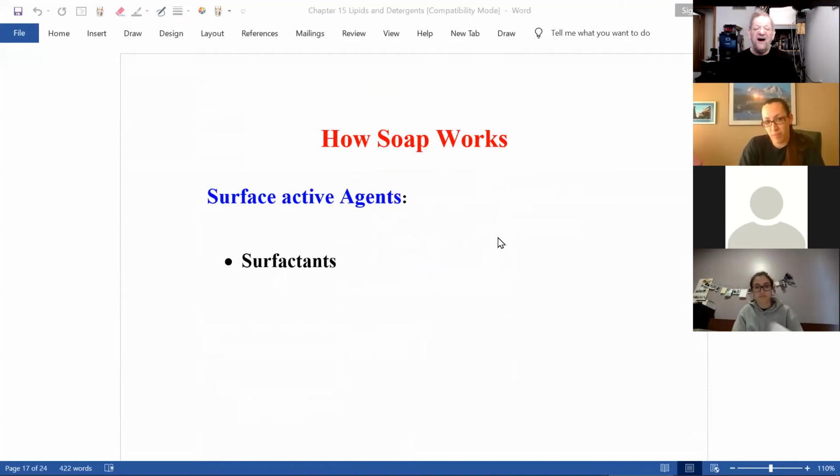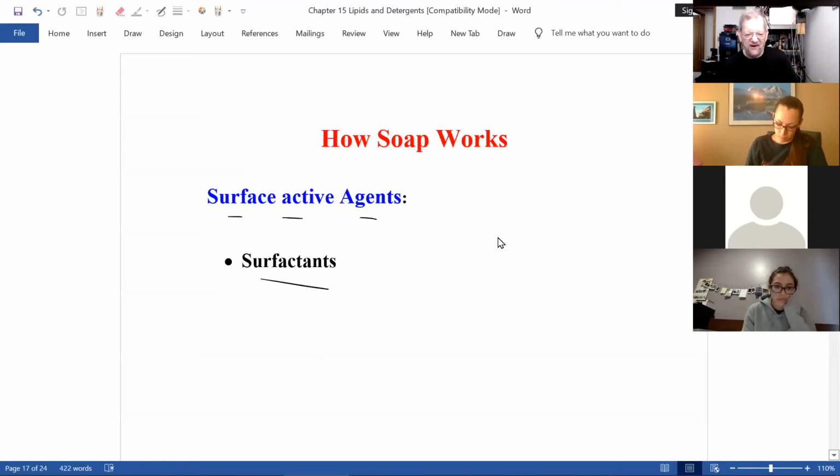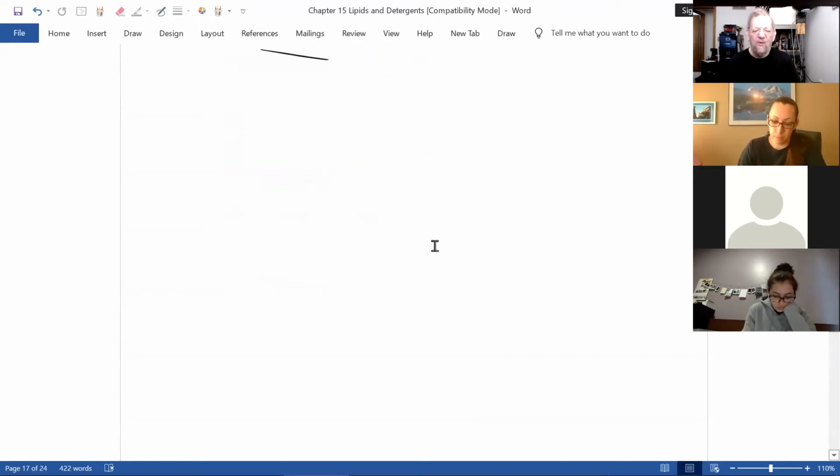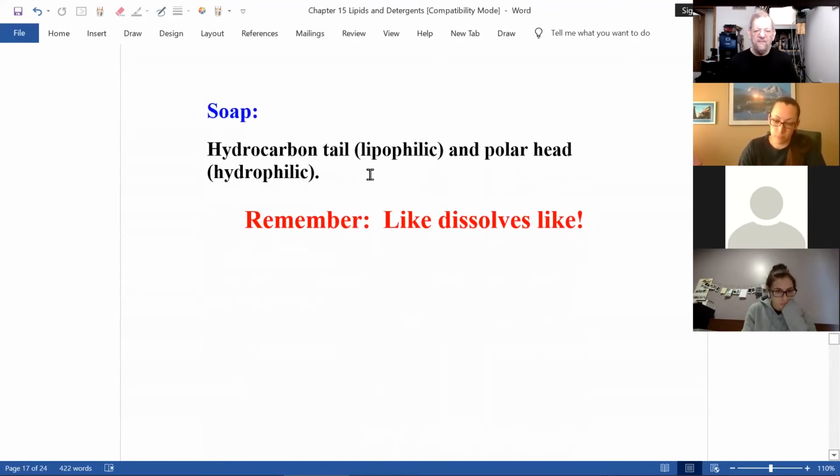Now, there are a series of molecules called surface active agents, but organic chemists are lazy, and this is abbreviated by the term surfactants. And I worked for 2 companies that made surfactants. And this is an area of expertise for Dr. White. And soap is a surfactant. Now, what does that mean? Soap has a hydrocarbon tail, also known as lipophilic, and a polar head, hydrophilic.